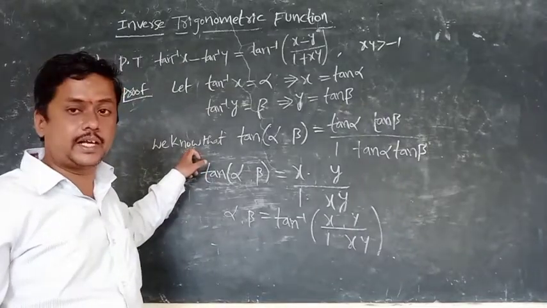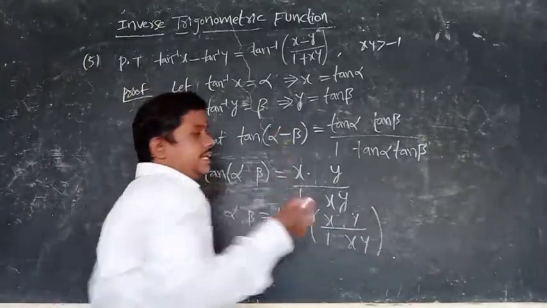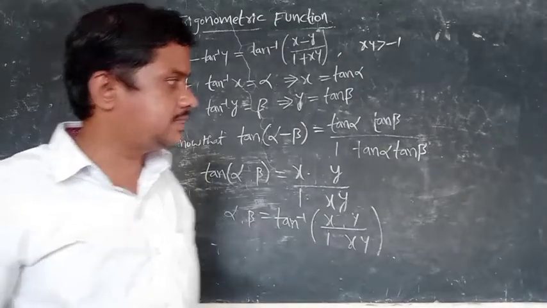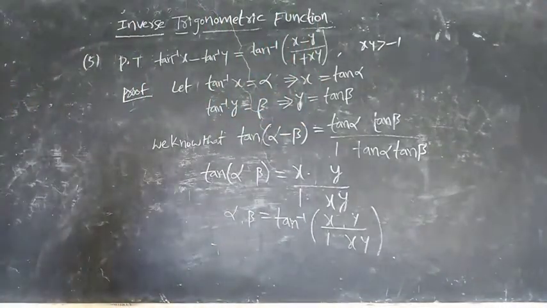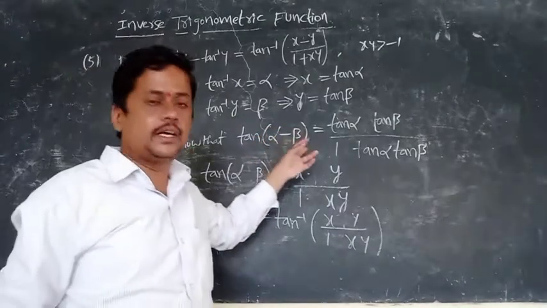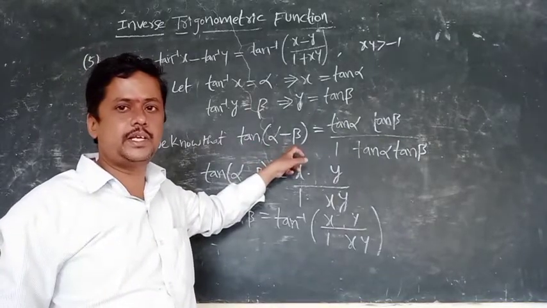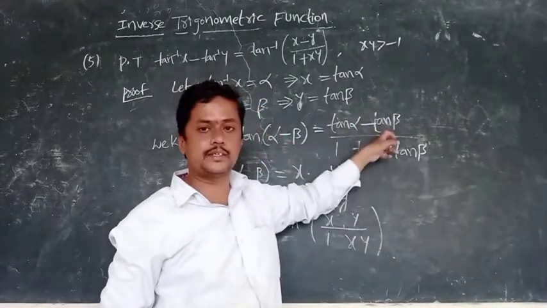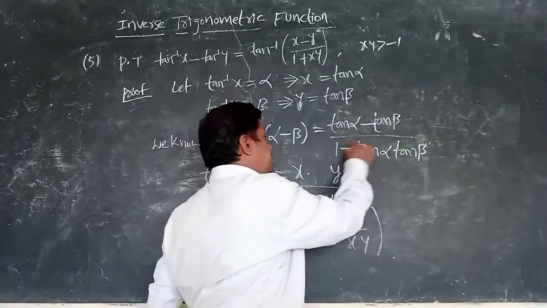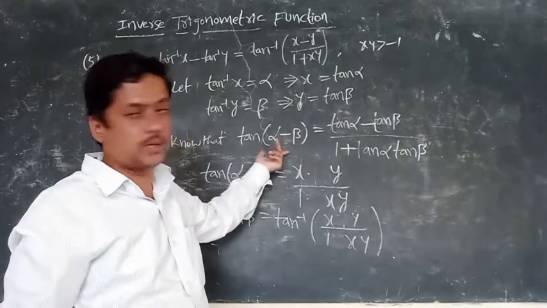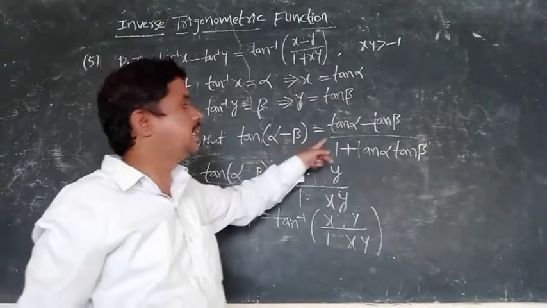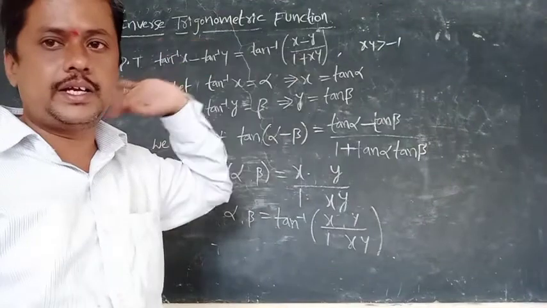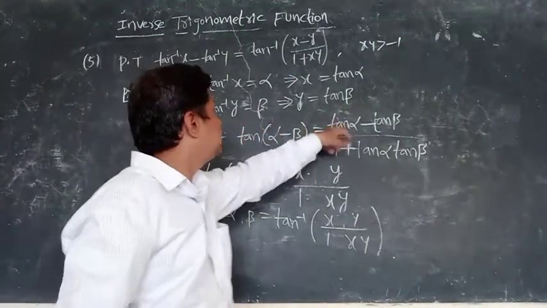We know that the formula is there for tan of alpha minus beta. In the last property we took alpha plus beta; here it is tan alpha minus beta. Tan alpha minus beta is equal to tan alpha minus tan beta divided by 1 plus tan alpha tan beta. This is the formula in first PUC trigonometry. So we can substitute the tan alpha and tan beta values here.